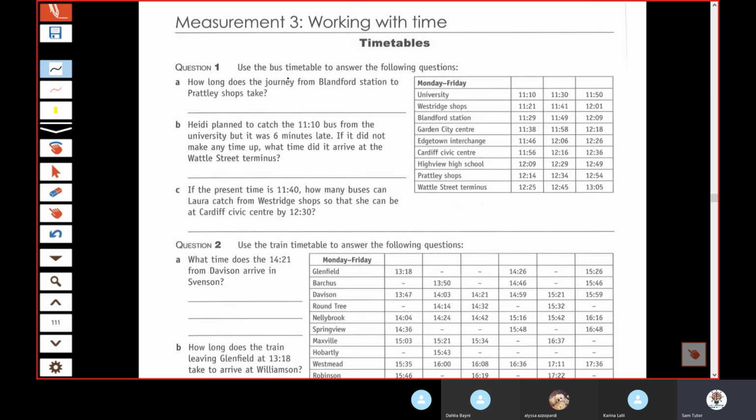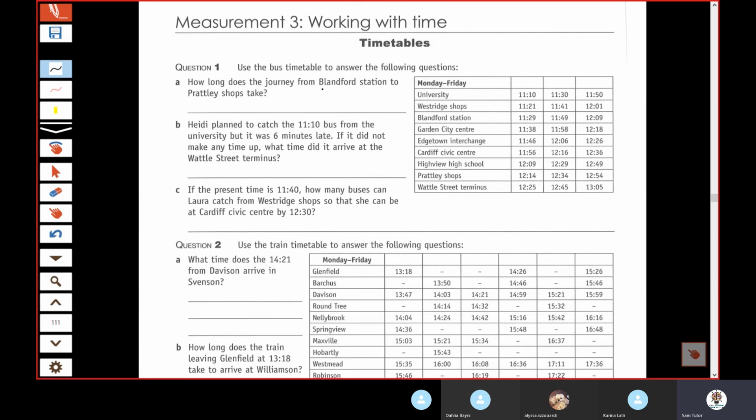Have a look. Timetables. Use the bus timetable to answer the following questions. Okay, Monday to Friday, university. Starts at 11:10. You get to Wattle Street at 12:25. And then it takes 11 minutes to get to this destination, 8 minutes to get to this destination, 9 minutes to get to this destination, and so on. And you can tell the bus comes every 20 minutes. So 11:10, 11:30, 11:50.